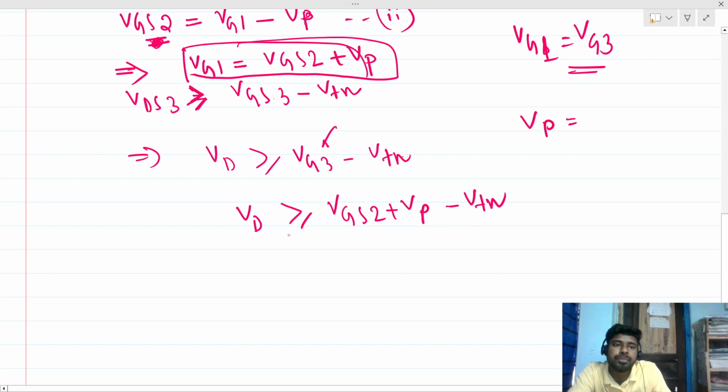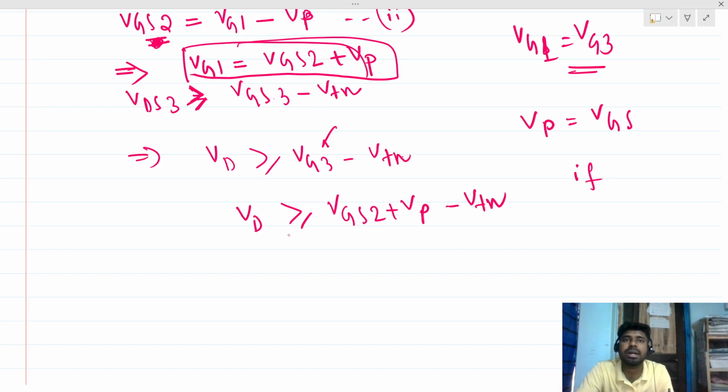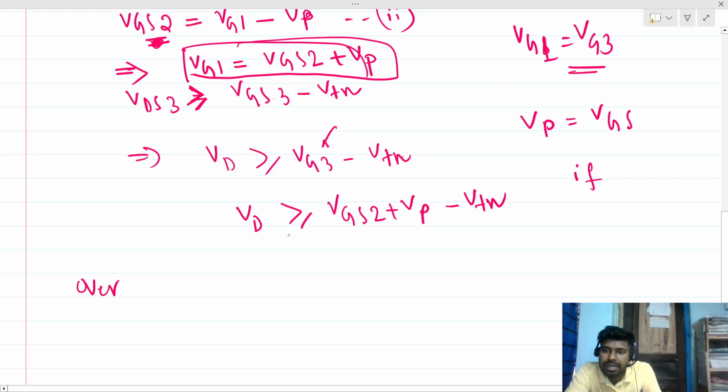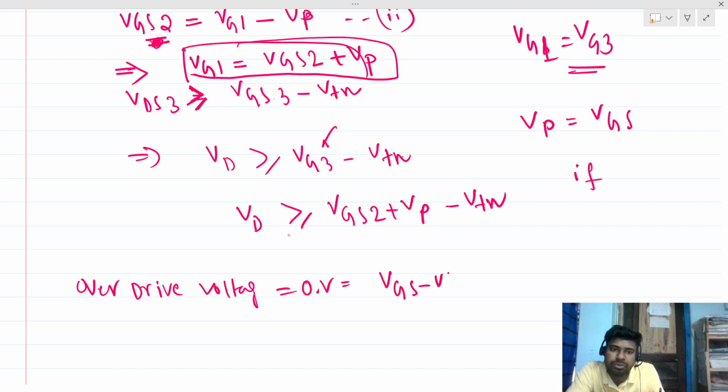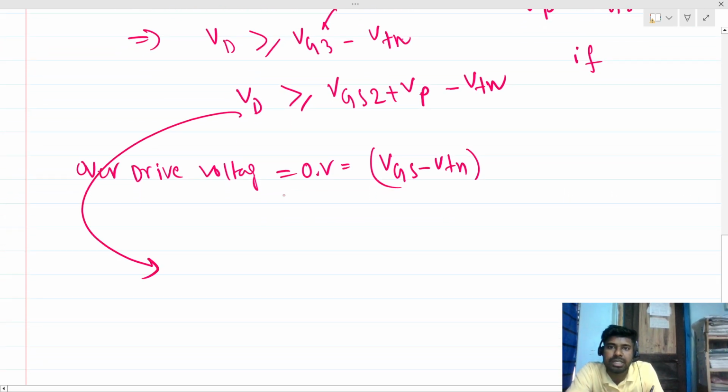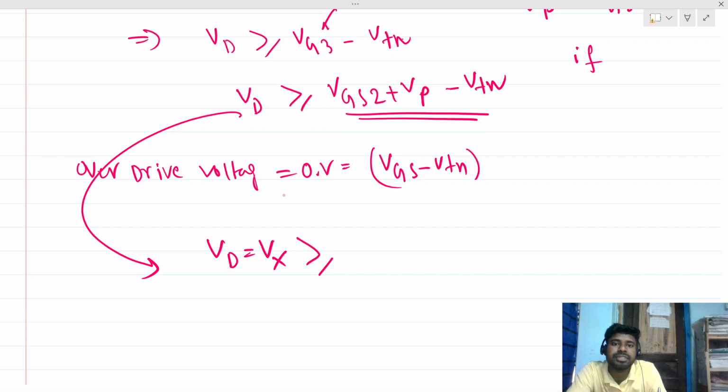So now we can see that VP is nothing but VGS1, right? Let's say, since we have said that these are all identical, the overdrive voltage of every MOSFET will be the same, right? So overdrive voltage, let's say equal to OV, is nothing but VGS minus VTN, we all know, right? This is overdrive. Now we will modify this expression like the following. The VD is nothing but our Vx, so this will be greater than or equal to, and we can modify it. Here VP is nothing but VGS1.